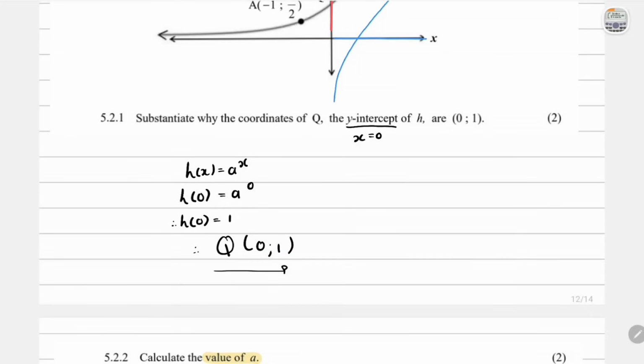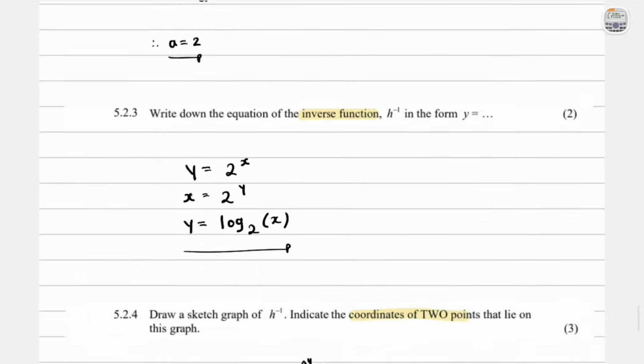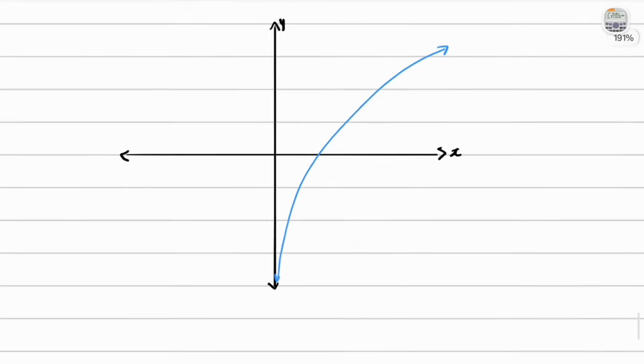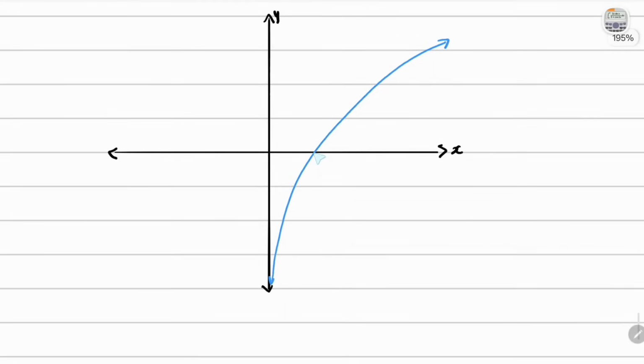If this has a y-intercept, the inverse graph will have an x-intercept because x and y just switch places throughout. All the points will just switch their x and y values. So this will have an x-intercept. That one had a y-intercept at (0, 1), so this will have an x-intercept at (1, 0).